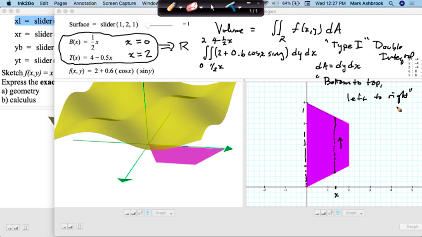Bottom to top first, dy, right? We do dy first, so we find the bottom to top. And then once we're done with that, we do the outside integral, that's dx. We go from left to right. That's a type 1 double integral: dy first, then dx. So we say bottom to top, left to right.